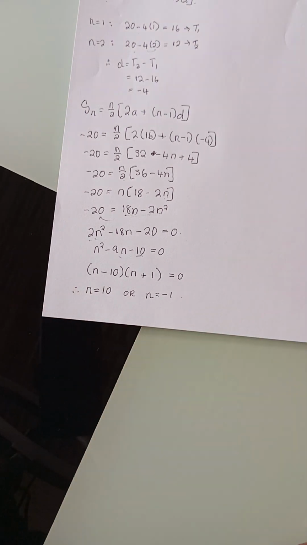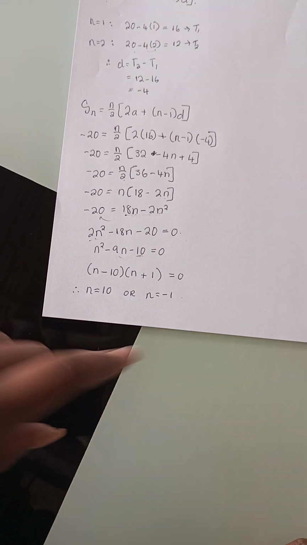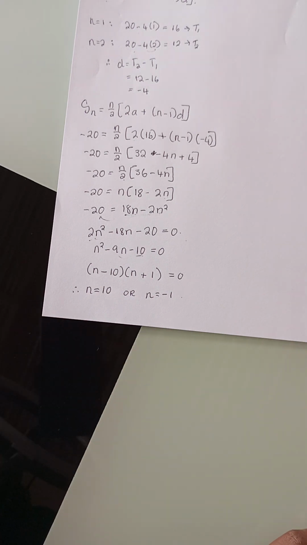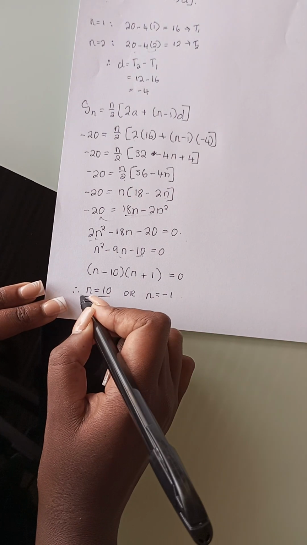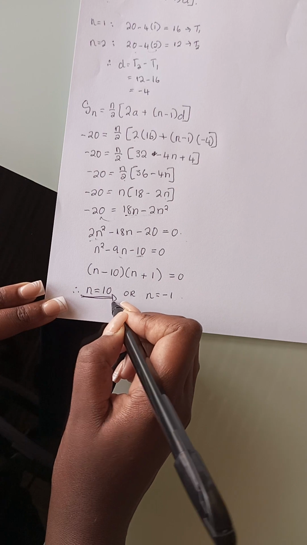So we can say, therefore, n is equal to 10, or n is equal to negative 1. We have 2 values of n, but we are looking for 1 value of n. Remember, n is the number of terms in the series. So we have a positive number and a negative number. We know that the number of terms can never be negative, right? So that means this is our answer. n is equal to 10.